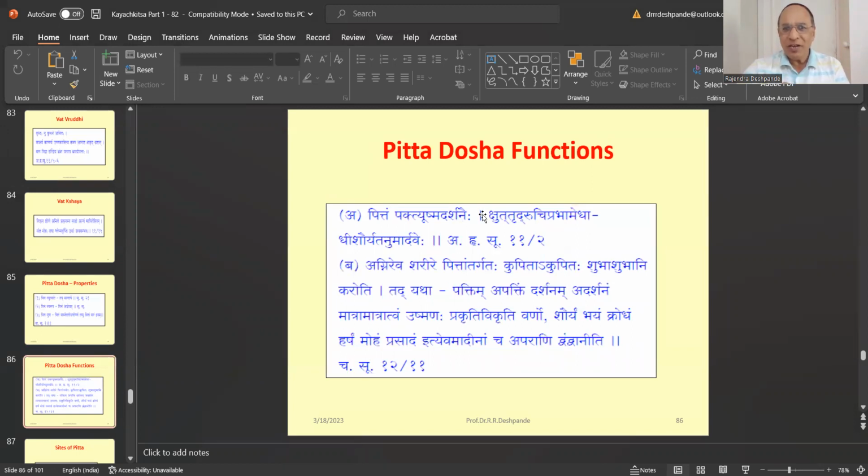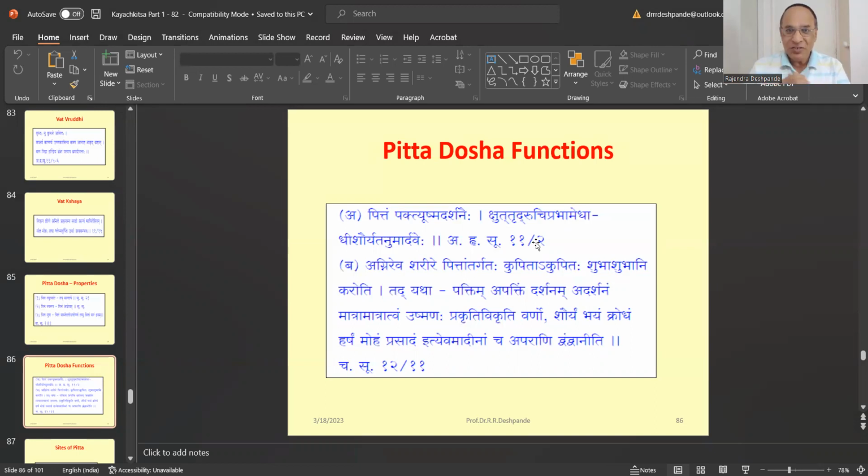Pittam Pakyushma Darshanam. Pakti is digestion, metabolism. Ushma, the heat regulating system in our human body, is under control of the Pitta dosha. Darshana: all types of vision and color come from Pitta dosha dominance. Kshut, Trut: Kshut is hunger, Trut is thirst sensation. Ruchi, taste for our food. Prabha, intelligence capacity. Medha, Grantha Avadharana Shakti, grasping capacity. So all intellectual mental faculties are also under control of Sadhaka Pitta.